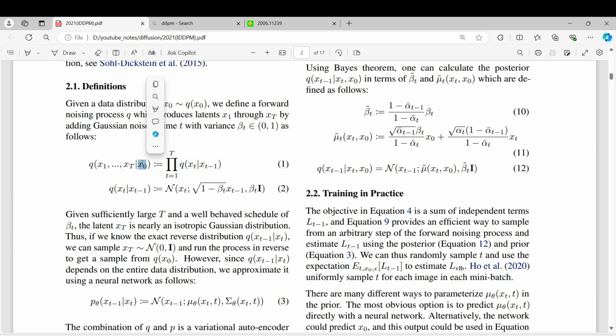So from x0 they create these latent variables, and the joint is represented by this product sign, the product from 1 to T. We multiply these, and this quantity here can actually be computed in closed form. If you integrate this quantity, we can compute it as well. So it has this closed form.